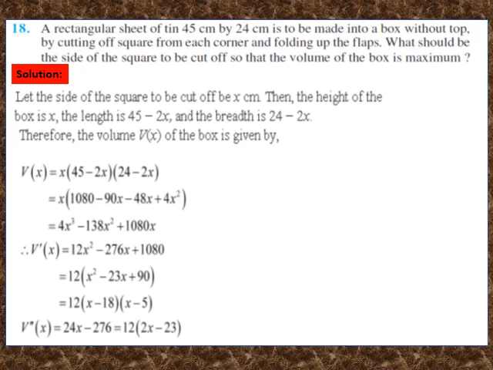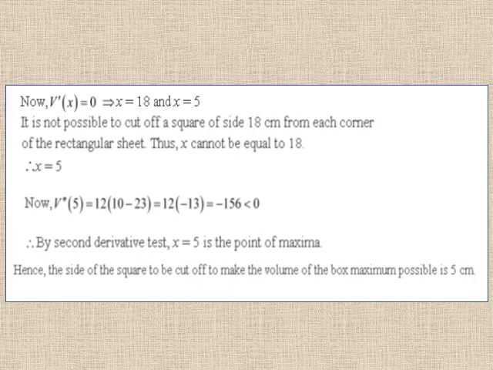So the volume function is 4x cube minus 138x square plus 1080x. So again maximum minimum. So finding v dash x, we are getting 12 into x minus 18 into x minus 5. And finding the double derivative v double dash x, we will get 12 into 2x minus 23. Now if we put v dash x equals 0, we will get 2 values of x, which is 18 and the other is x equals 5.